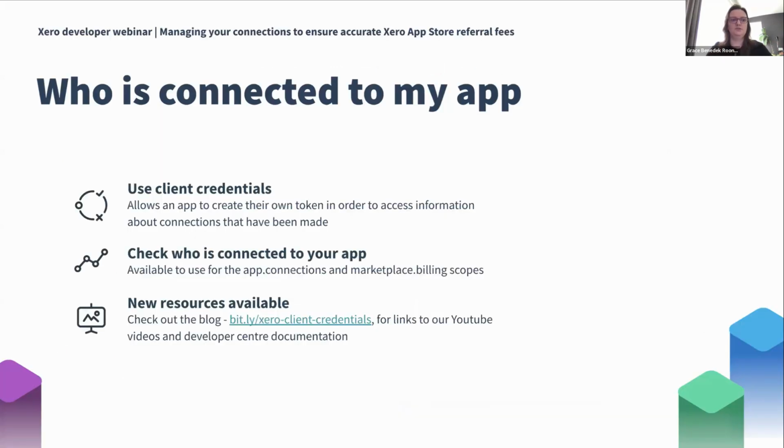You can also use client credentials, and this will allow you to make calls to non-tenanted endpoints, which are app connections and marketplace billing scopes. For making calls here, you will need the user ID or tenant ID to make a call to get a list of connections, or you will need the subscription ID to get the subscription details. You cannot use client credentials to obtain a full list of connected tenants, hence why you need to be tracking this right from the first connection, the first authorization.